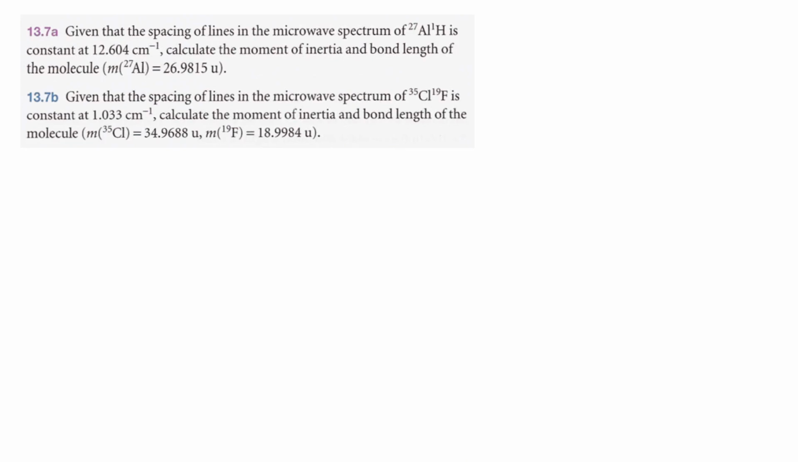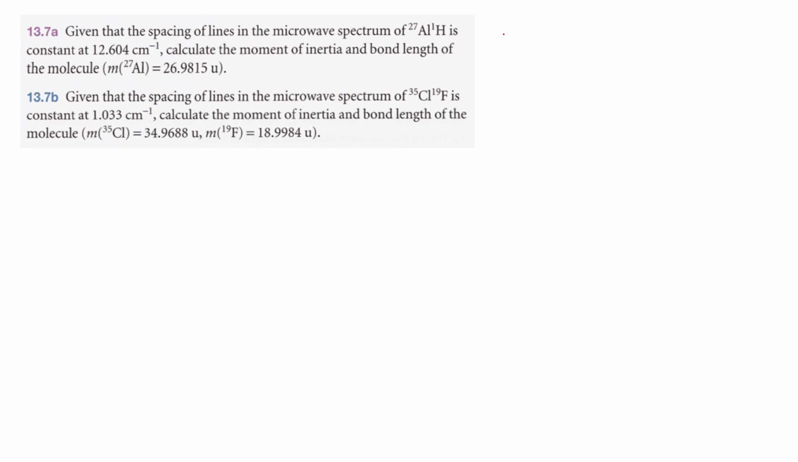13.7a, given that the spacing lines in microwave spectrum of 27 aluminium 1 hydrogen is constant at 12.604 centimeter inverse. Calculate the moment of inertia and bond length of the molecule. So I will not go into deep of that, I will just discuss one thing, and the rest is like the previous one.